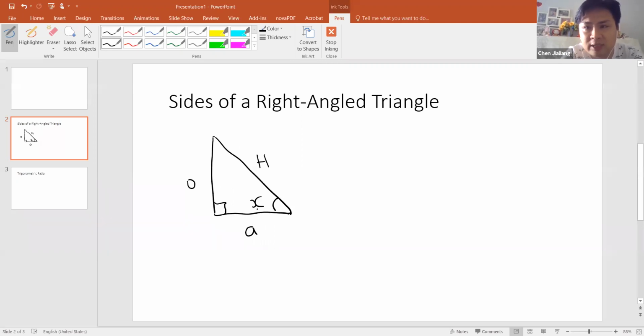Okay, because if you understand the English word adjacent, adjacent means beside each other. So that's why it's beside. Opposite means facing. So that's how we label. Are you clear about this? Yes. Okay, let me give you another example. You try and label the triangle.